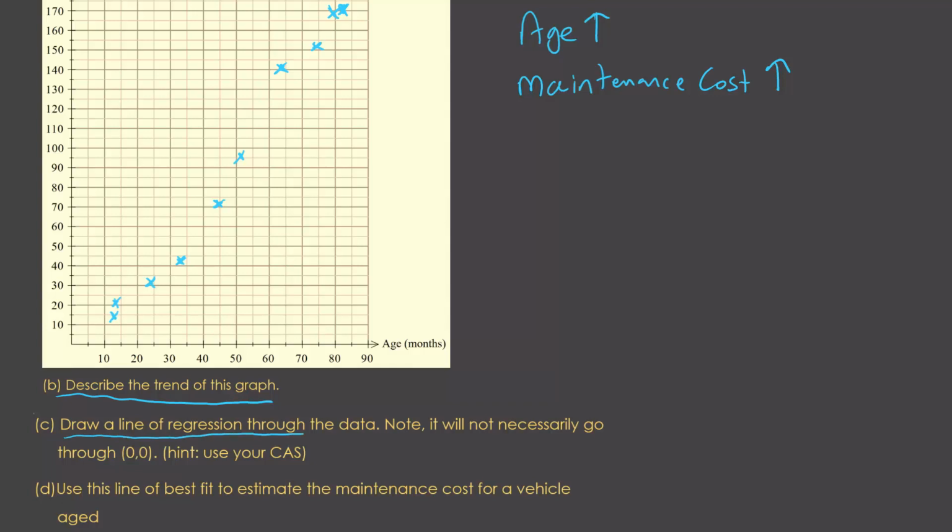Draw a line of regression through the data. Note it will not necessarily go through 0, 0. We're going to use the CAS again. We talked a lot about it not going through 0, 0 necessarily in the last example, even when that would have made perfect sense. It would make perfect sense here, of course, that a vehicle that is absolutely brand spanking new would not cost anything in maintenance. But, of course, we are beyond the data and we only have so much data. So we just go with the computed line through the points that we have.